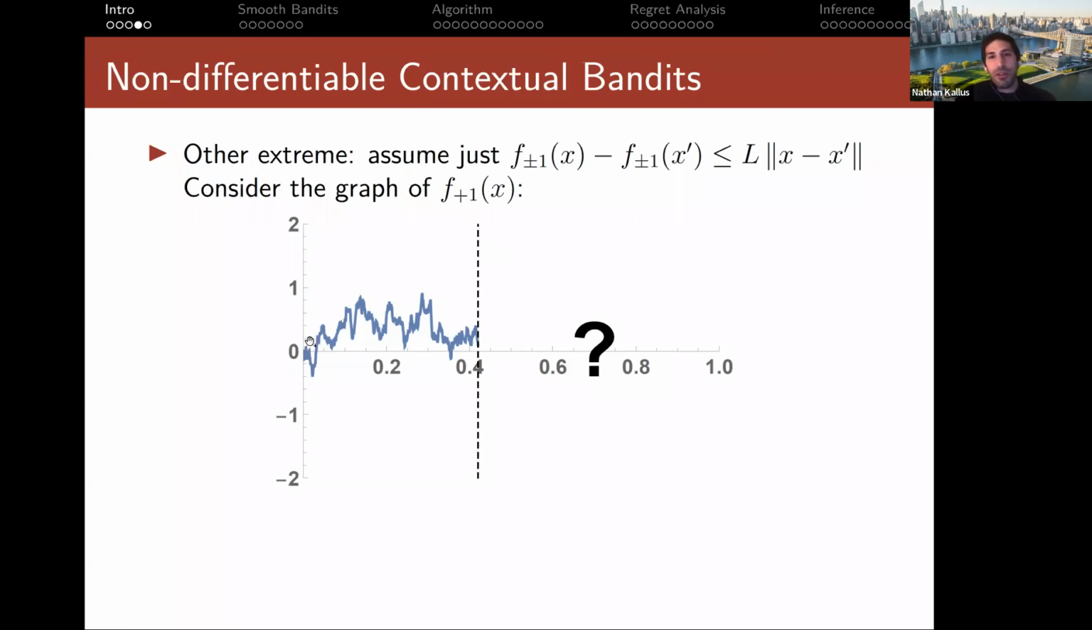Now I give you again the graph of f +1 from 0 to 0.4. And a new context arrives at 0.7. And I want to ask, what does arm +1 do over here? Well, now I can no longer fully extrapolate. It can go up, it can go down. All I know is it has to be in a sort of cone of slope 1, but maybe it goes up, maybe it goes down. We don't know.